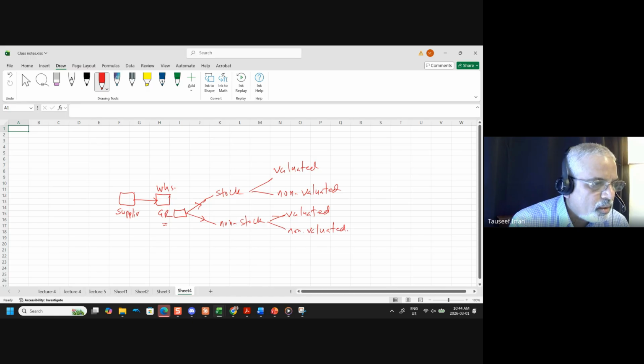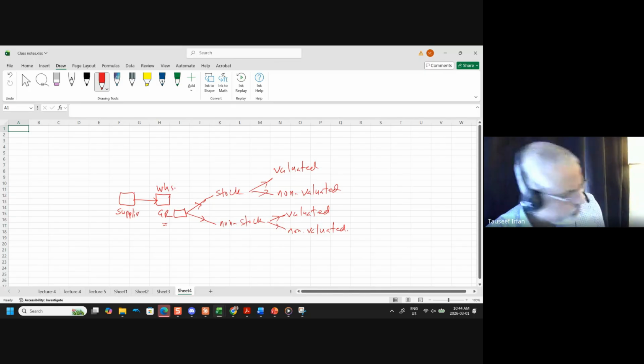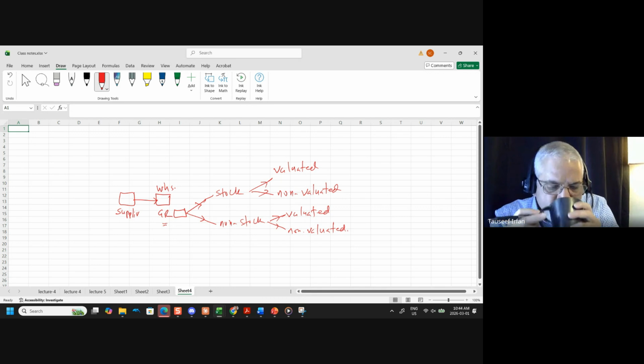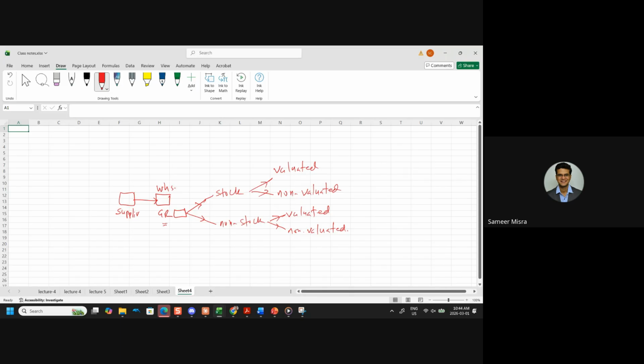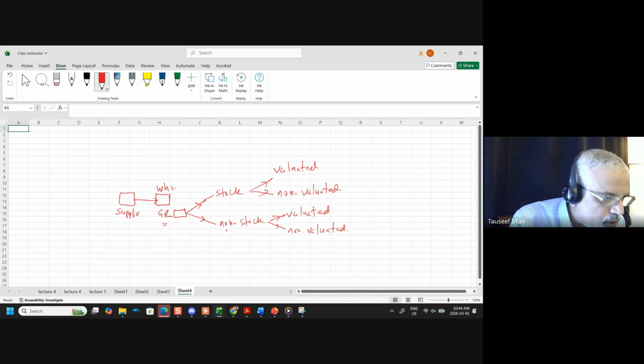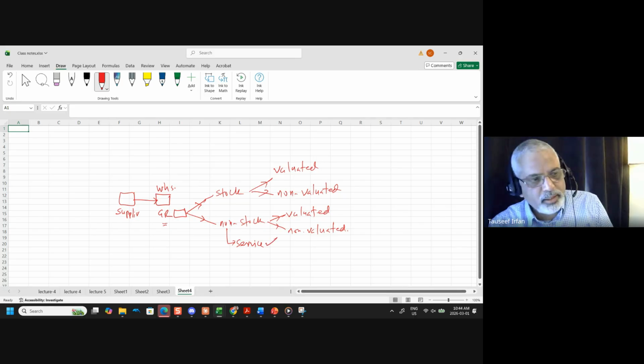Okay. Anybody want to guess what I just did? Any guesswork? Is it material versus services? Material, I mean stock as in physical product, and non-stock as in service. Very good. So this is one of the examples, this one is service. Yes. Okay. Anything else?